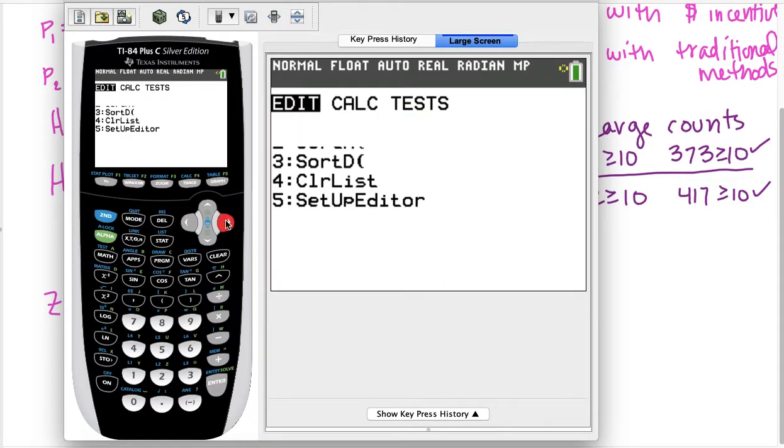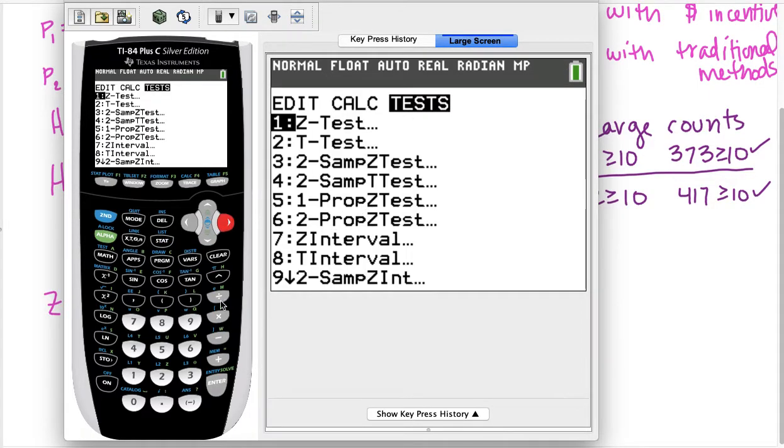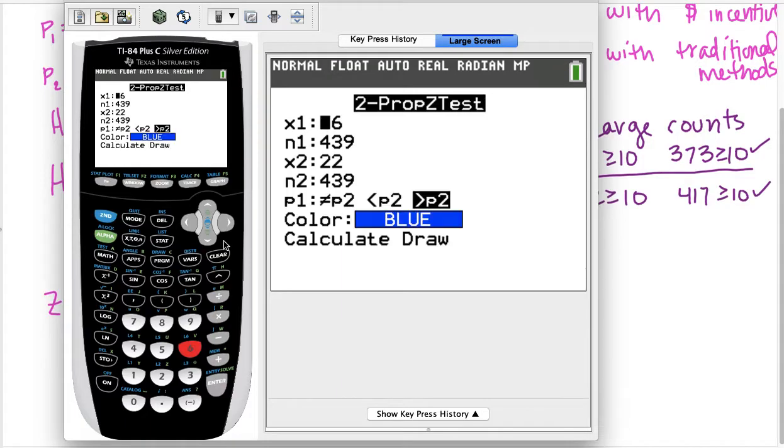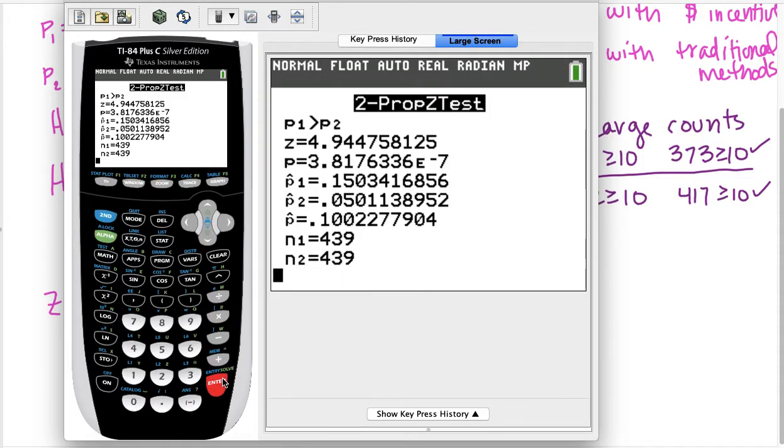I want to run this again just to see what it says on the calculate side. I'm not sure if it'll give us a 0. It still might try to give us a decimal. It does. It still gives us that 4.94 z value, but look at this, 3.81763336 e negative 7. That's 0.00000004. That is essentially, for our purposes, 0.